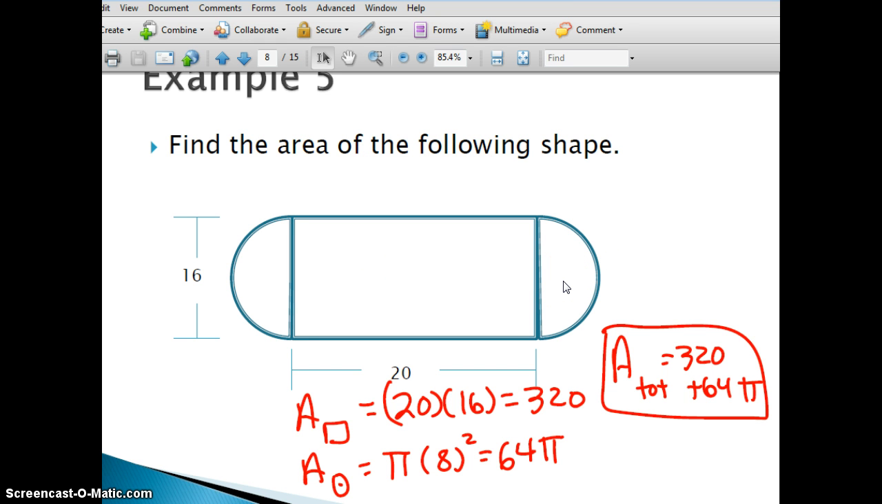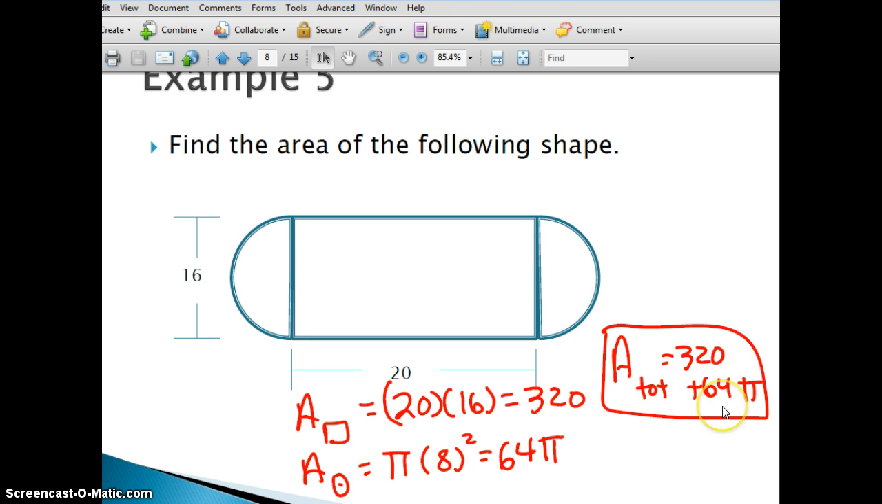Now because this is 2 semicircles, same dimensions, if I put them together, I'm going to get the same circle. I'm going to get one circle. So I can use the formula for the area of a circle, which is pi r squared. Because the height of this is 16, that represents the diameter. I don't want to use the diameter, I want to use the radius. So I take pi times 8 squared, which is 64, times pi. On the area of the whole thing, add them up.